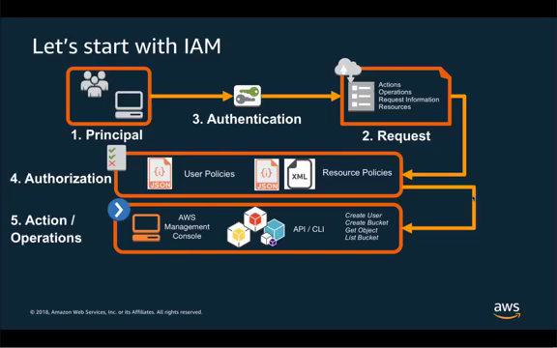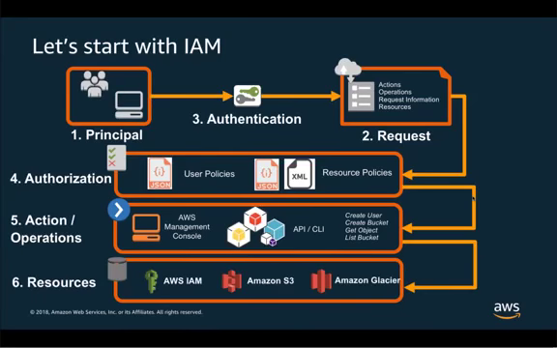Actions or operations describe the type of access that should be allowed or denied. After your request has been authenticated and authorized, AWS approves those actions or operations in your request. And finally, after AWS approves operations in your request, they can be performed on related resources within your account. So it could be buckets, objects, or set of objects.